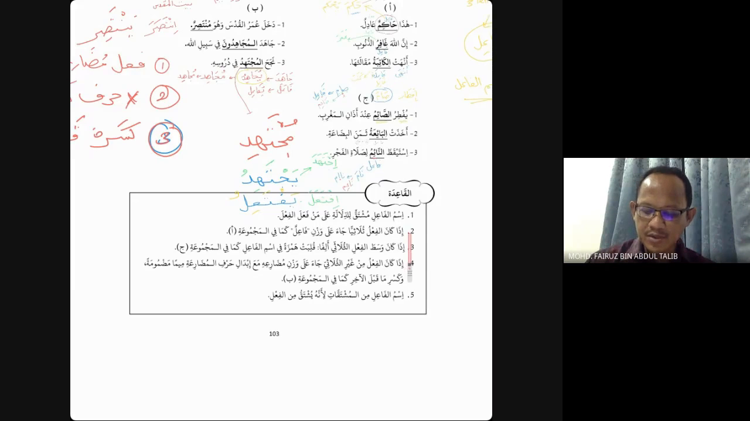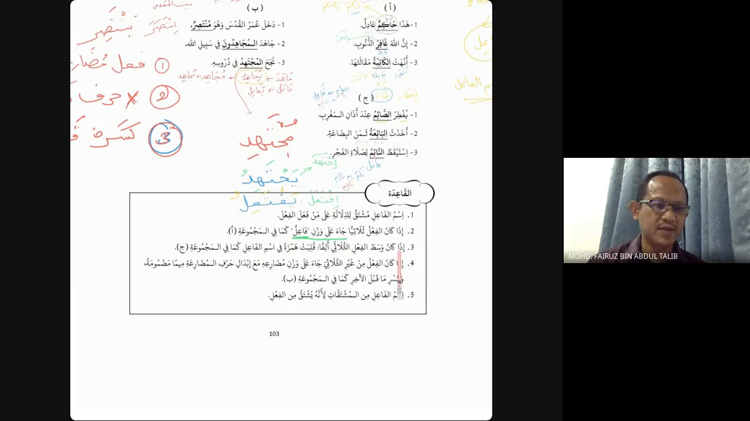Number two, this is the first rule, the first wazan. إذا كان الفعل ثلاثيا, if the verb is a 3-letter fi'l, what is the rule? It says جاء على وزن فاعل. So the isim fa'il will come on the wazan fa'il, as in majmu'ah 1. So we have seen this, right? For a 3-letter verb, you just use fa'il.